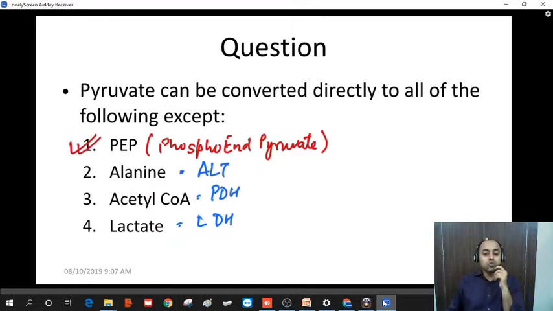We had seen that two intermediate enzymes, pyruvate carboxylase and PEP carboxykinase, are required to convert pyruvate to PEP. Direct conversion from pyruvate to PEP cannot occur. We don't have a corresponding enzyme.